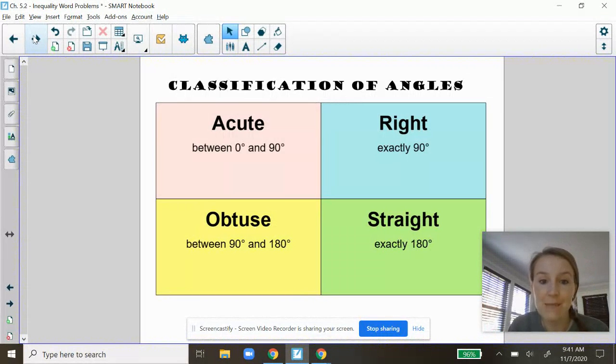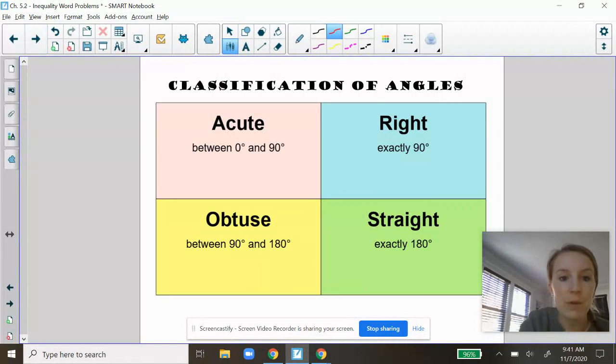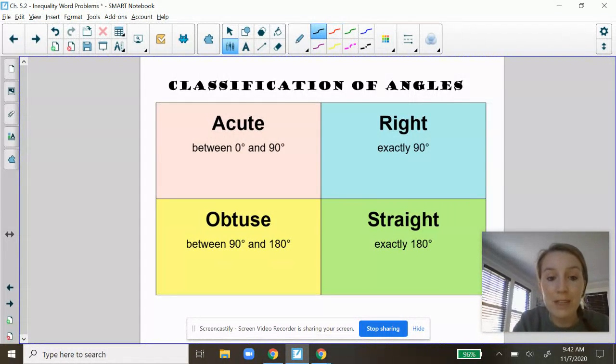This is how we classify angles. Hopefully these words look familiar, but if not, let's do a quick recap. An acute angle is an angle that's between 0 and 90 degrees. So it's going to be greater than 0 degrees, but smaller than 90 degrees. So it may look like that.